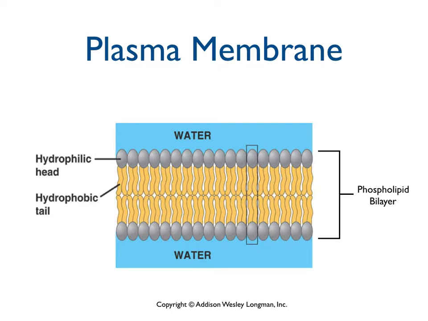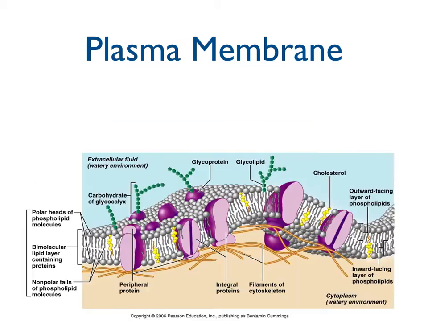The structure of the plasma membrane is actually much more complex than the simple phospholipid bilayer depicted here. This figure shows a much more accurate picture of what the plasma membrane looks like. First, notice that two distinct sides of the plasma membrane are labeled. You can see the extracellular environment surrounding the outside of the cell and the cytoplasm on the interior of the cell.